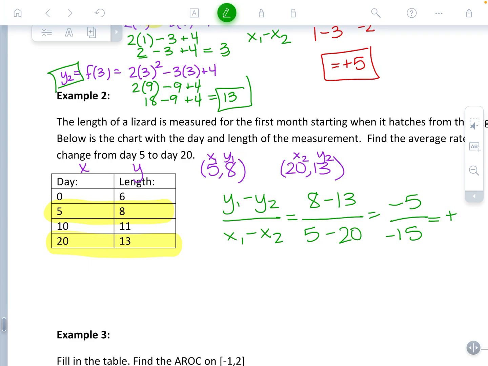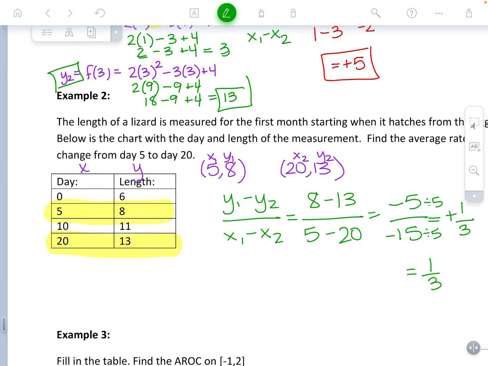So this is where you're going to have to think. You can always divide the top and bottom by the same number. And I'm going to divide both of them. They're both divisible by 5. So 5 divided by 5 is 1, and 15 divided by 5 is 3. So this is equal to 1/3. We generally write our slopes or our average rate of change as a fraction.